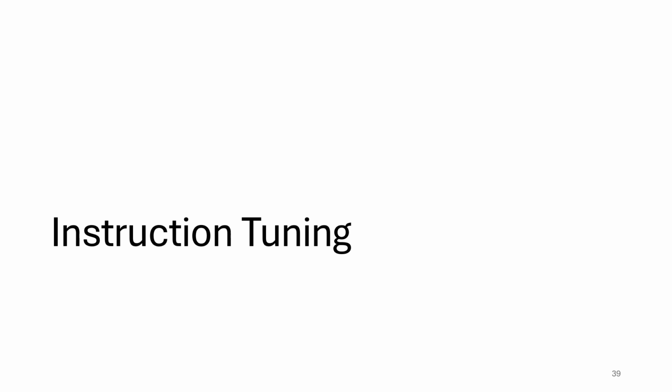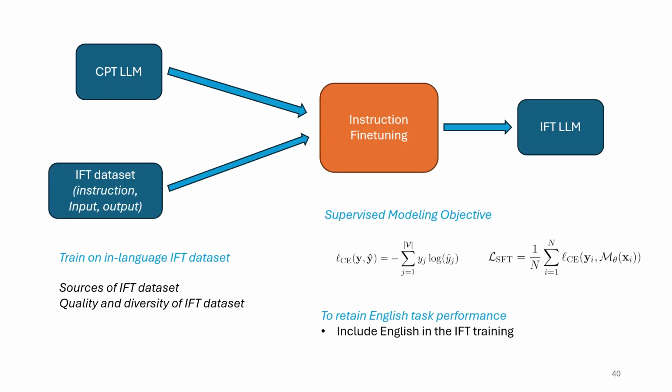Finally, after we do continued pre-training, we have our base multilingual model, and now we need to do instruction tuning to align it to a new language. So let's see what instruction fine-tuning does. In instruction fine-tuning, we bring in instruction fine-tune data, which are tuples of the form instruction, input, and output. The instruction might be: given this sentence, correct the grammatical errors. The input is the grammatically incorrect sentence, and the output would be the grammatically correct sentence.